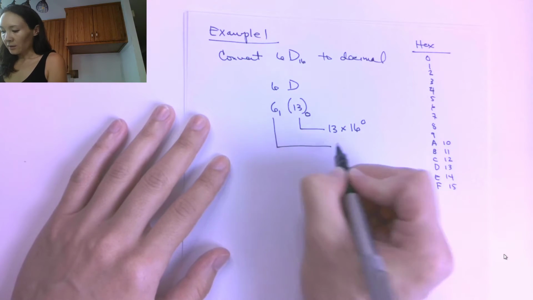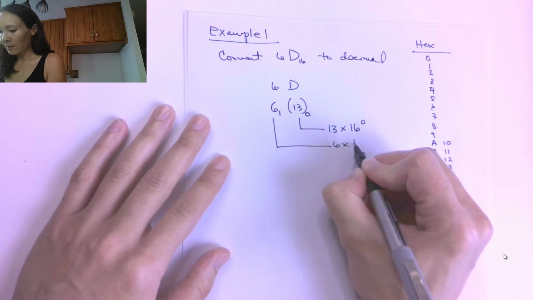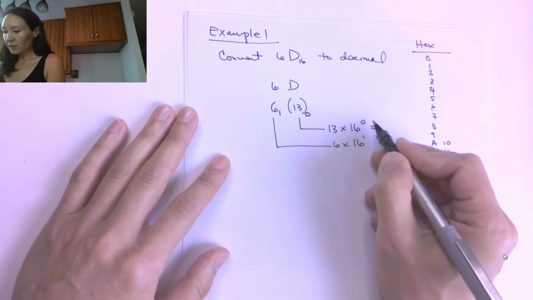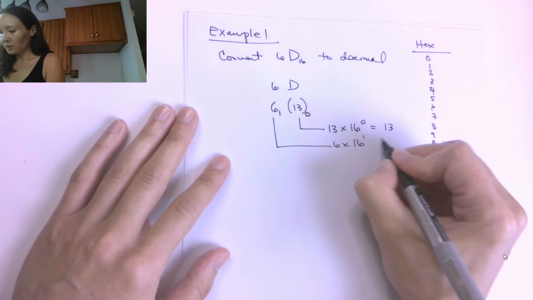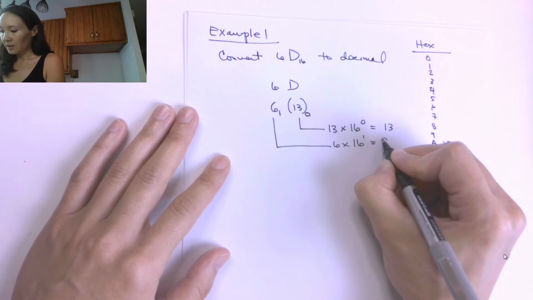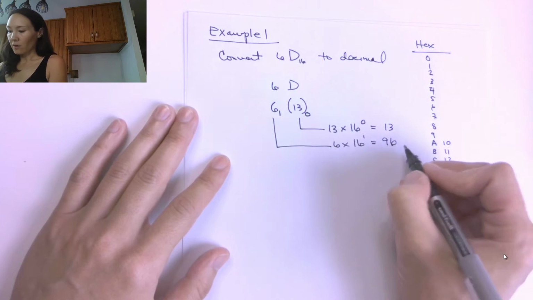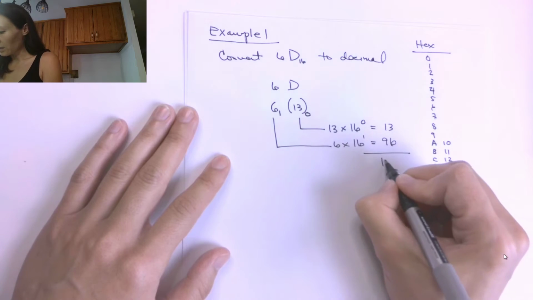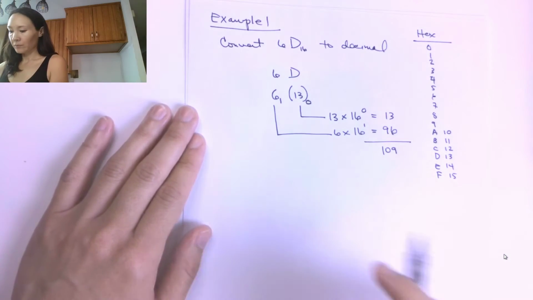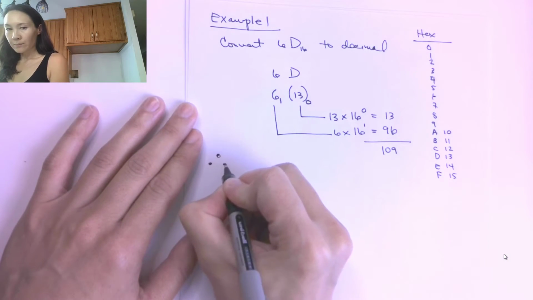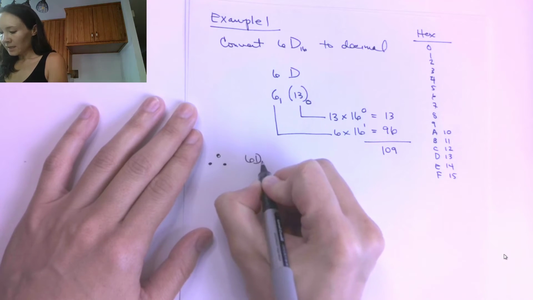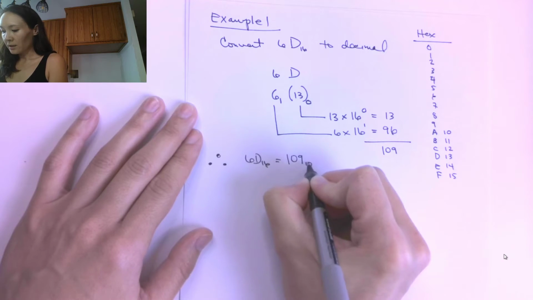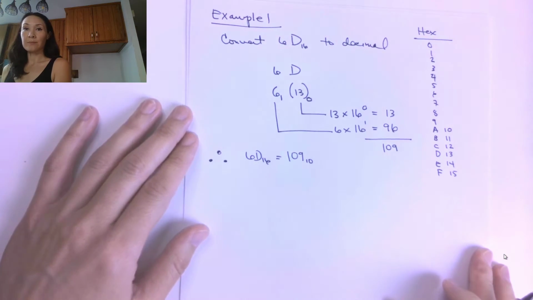So then we take our 6, multiply by 16 raised to the first. Okay, so anything raised to 0 is just 1, so this will give us 13. 6 times 16 is 96. So then for our final step, we're just going to add these straight down, and we should get 109. So therefore, 6D in hex is equivalent to 109 in decimal, in base 10.